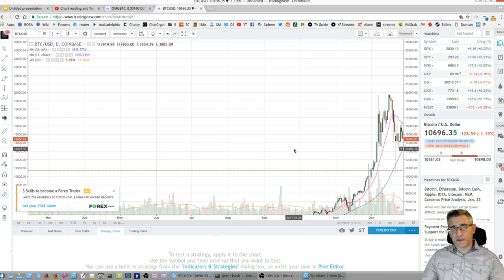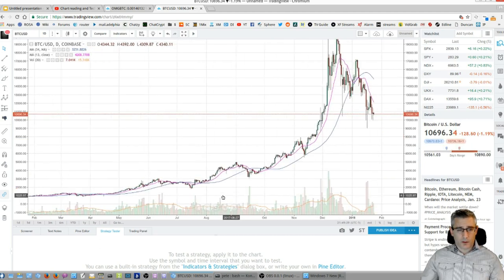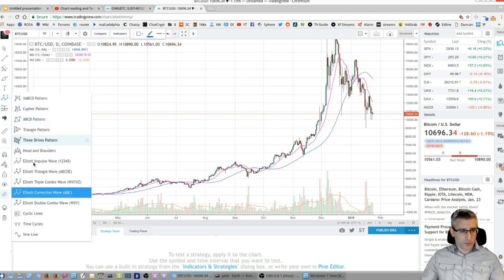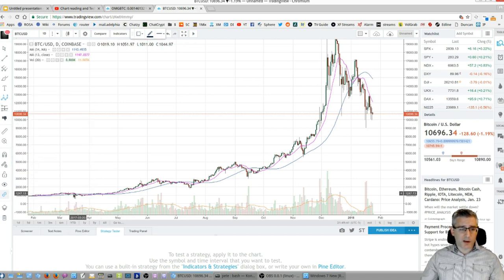And we're going to apply it to Bitcoin and try to see if we can figure out what's going on with Bitcoin. Okay, so follow along with me here. I'm going to grab the tool. I'm going to select Elliott Impulse Wave. And you always start at the bottom, usually the beginning of a rally. I can start from here, I can start from here, I can start from here. I'm going to start at the very, very bottom because we want to get a long-term view of Bitcoin. So I'm going to mark 0 there.